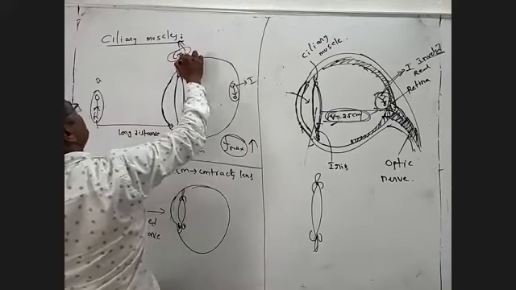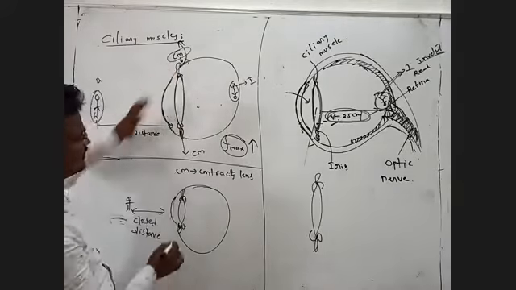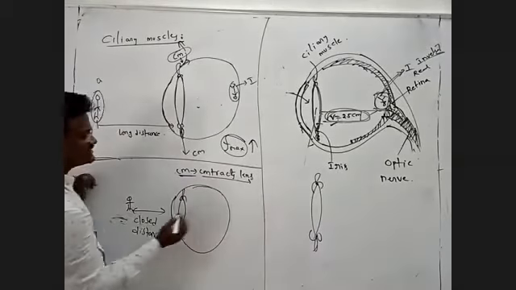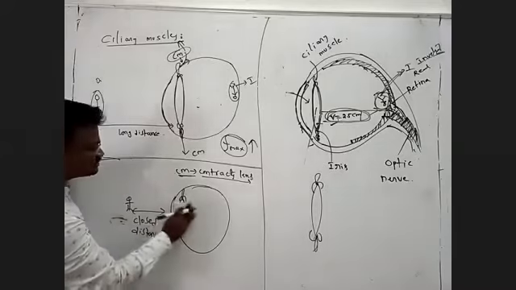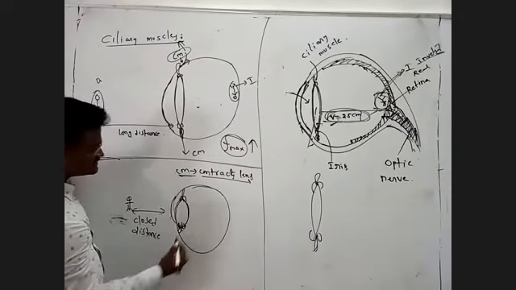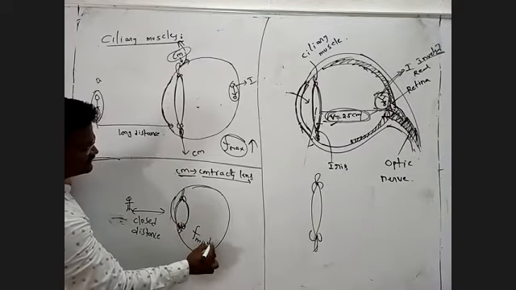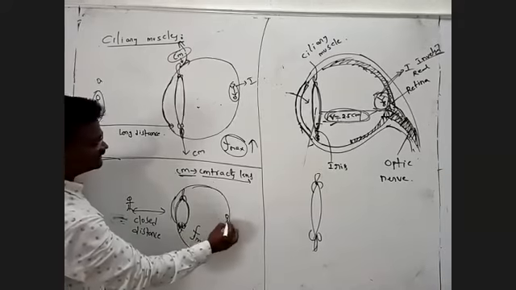Ciliary muscles are relaxed here, both are relaxed. But here the ciliary muscles contract. Contract means what happens to the size of the ciliary muscle? The size of the ciliary muscle increases. What is the focal length? The focal length is a minimum. The focal length decreases.